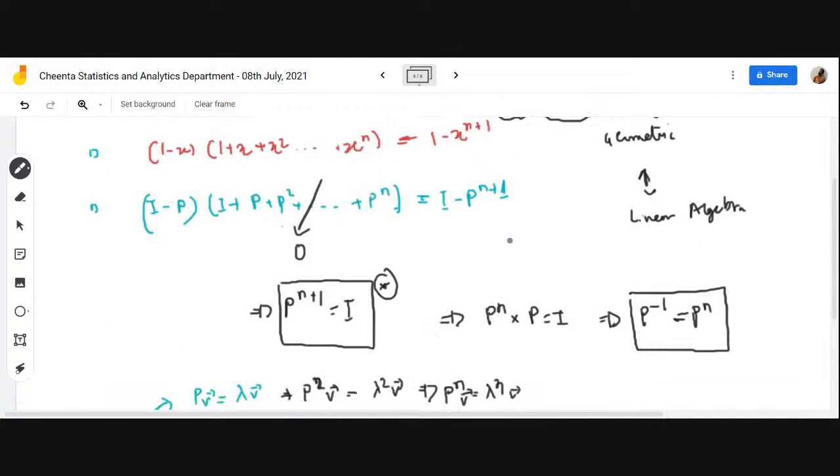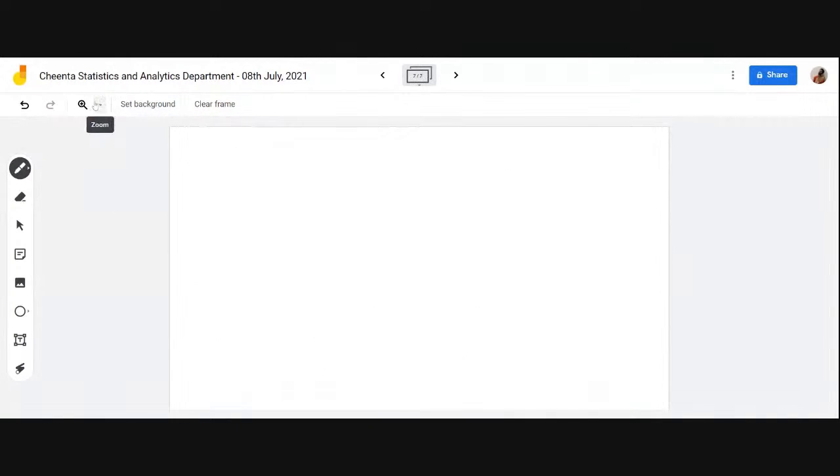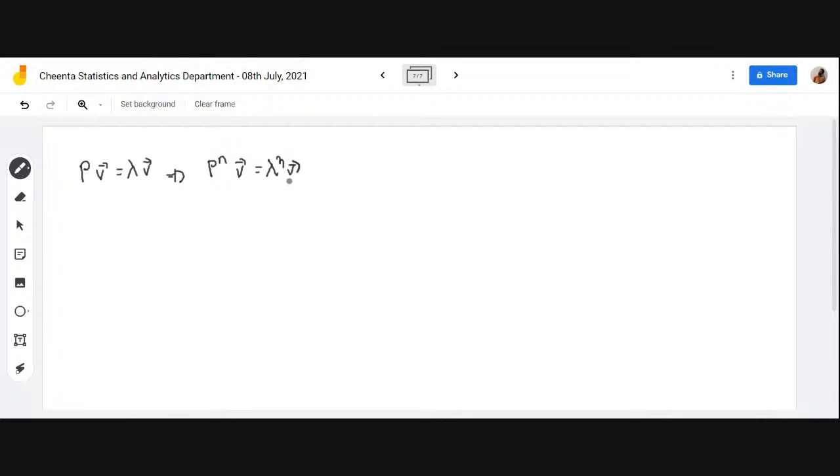Okay, so what is the property? I will write it down again. The property is the following: if Pv is equal to lambda v, then you get that P to the power n v vector is equal to lambda to the power n v vector for all natural numbers n greater than or equal to 1. So this is a really interesting property. So you get that from here.